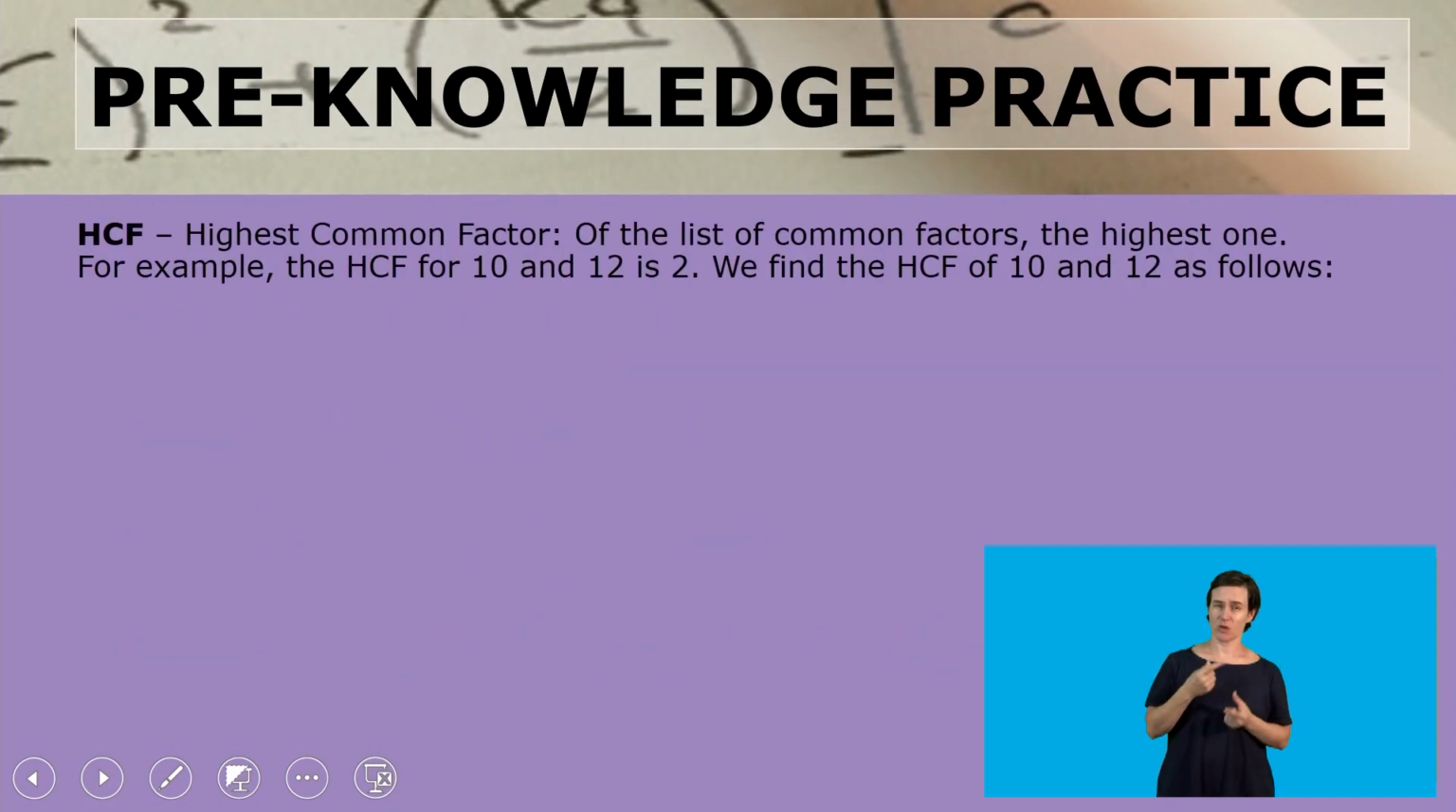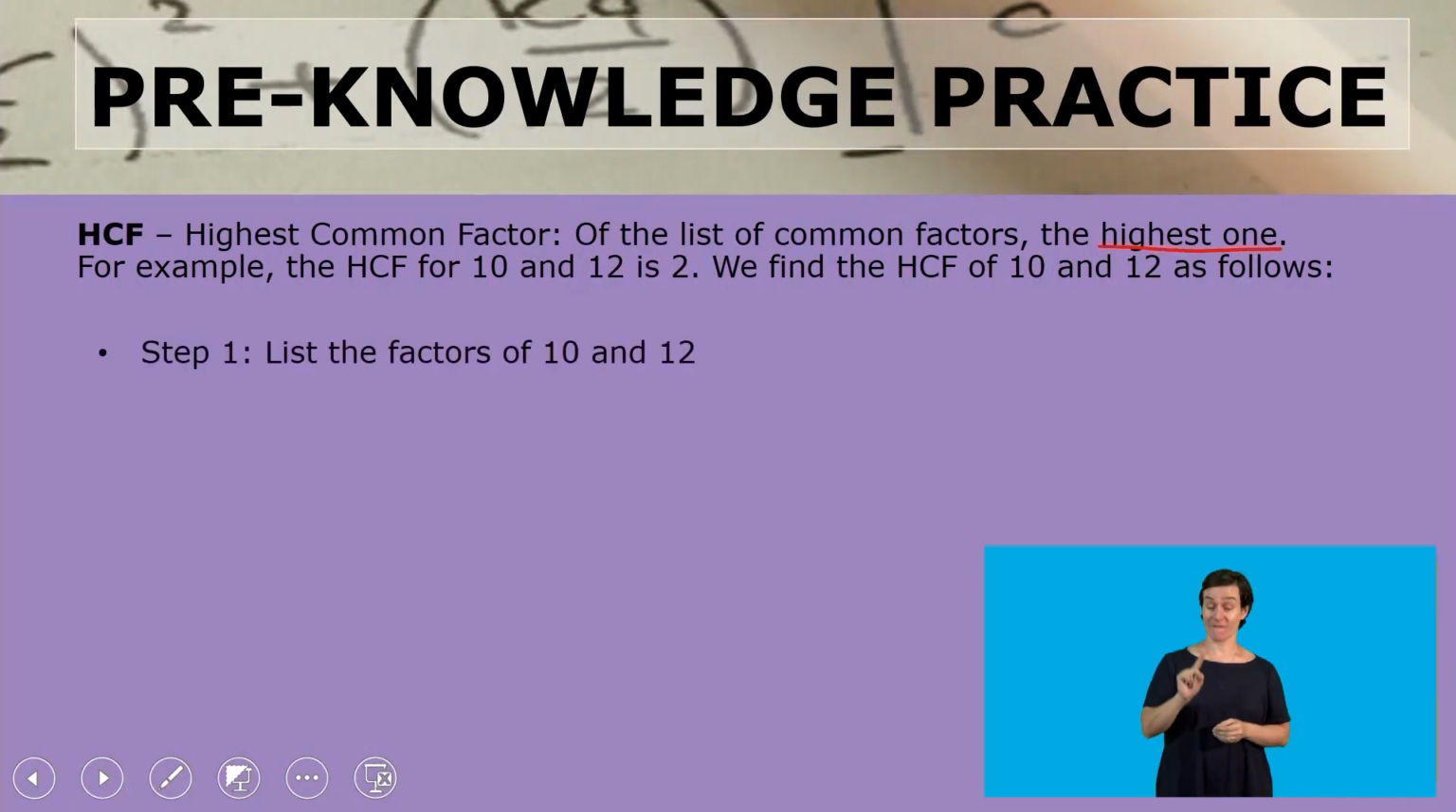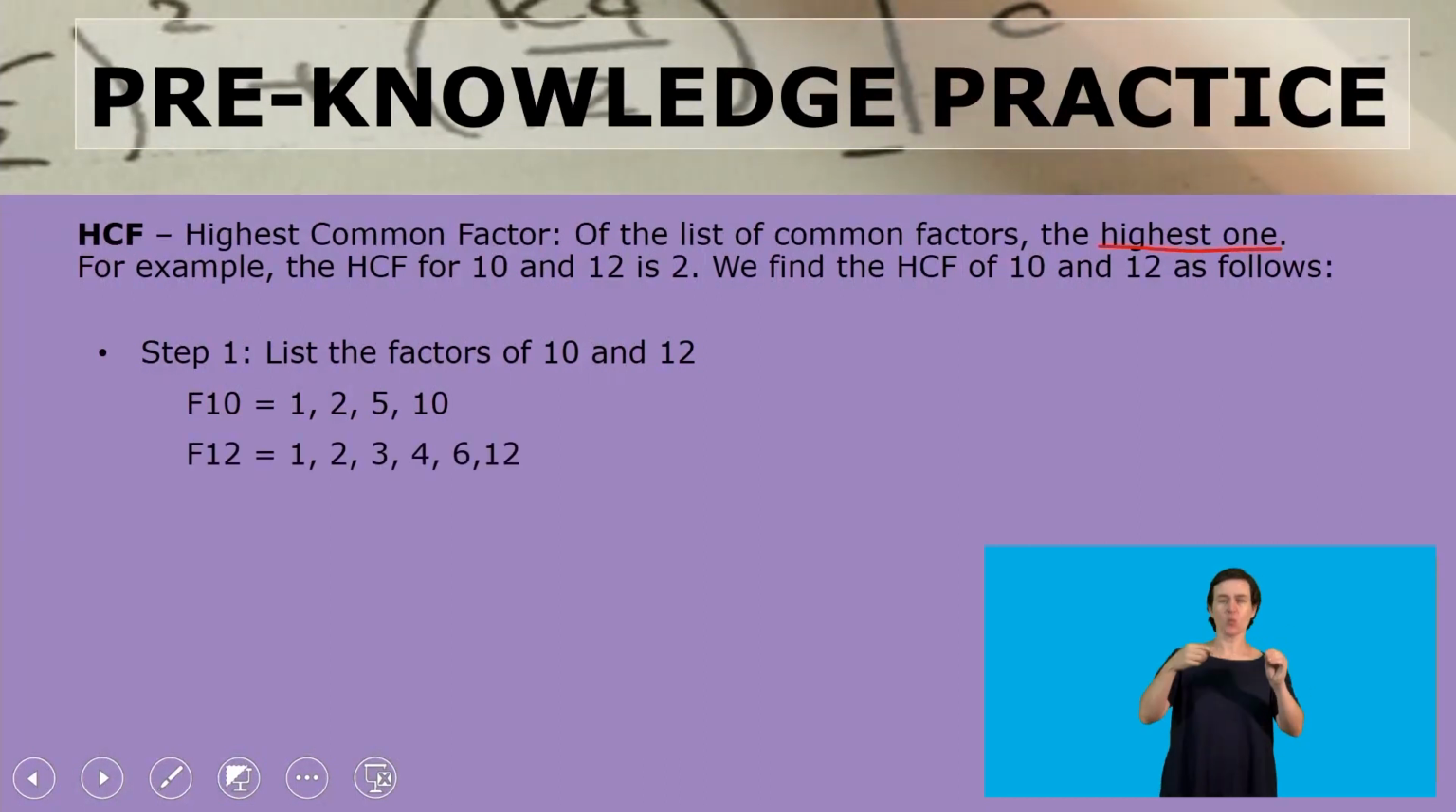But now, how do we find the highest common factor? Firstly, the highest common factor is that of the list of common factors, we are going to be focusing on the highest one. For example, the HCF of 10 and 12 is 2. We find the HCF of 10 and 12 as follows. So step 1, let's list the factors of 10 and 12. We have already done that in the previous slide. So we know that the factors of 10 are 1, 2, 5, and 10. And the factors of 12 are 1, 2, 3, 4, 6, and 12.